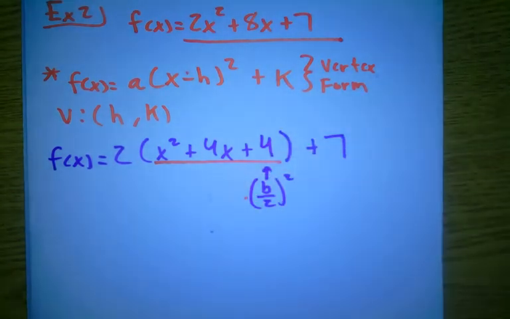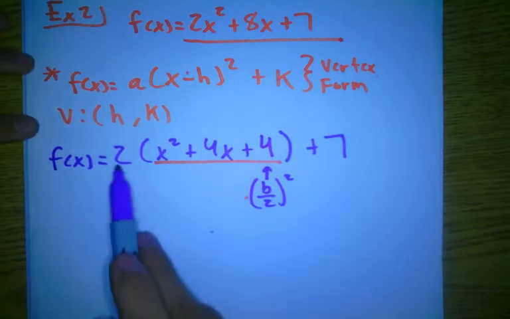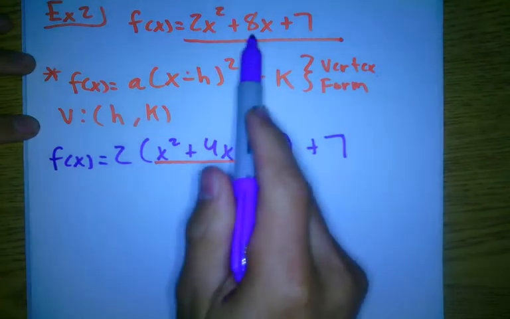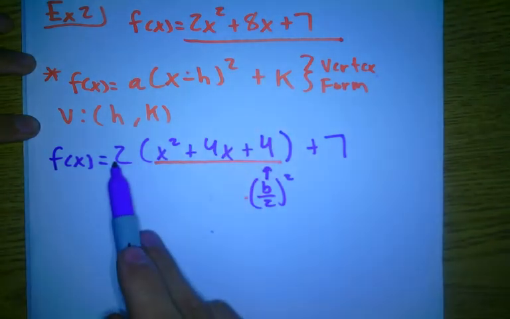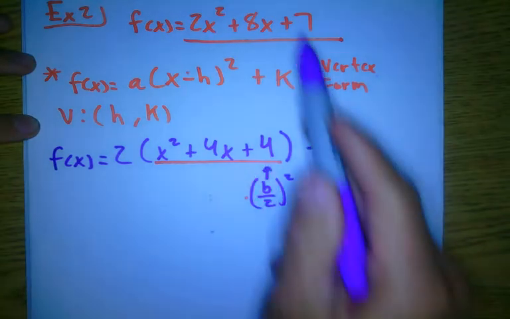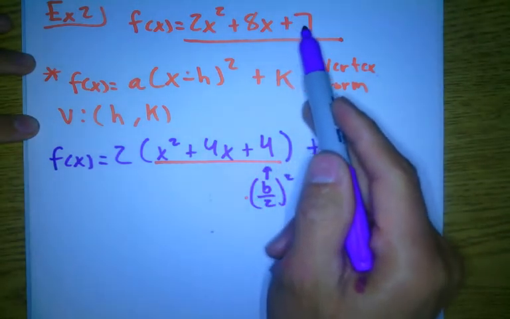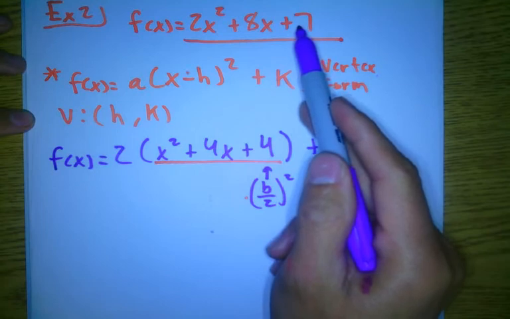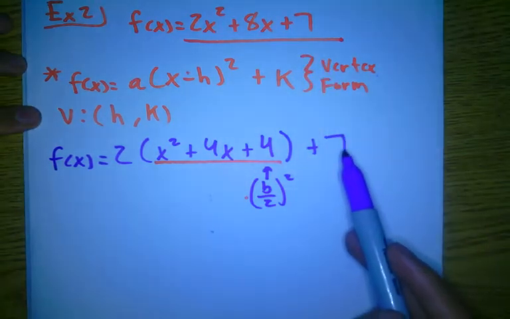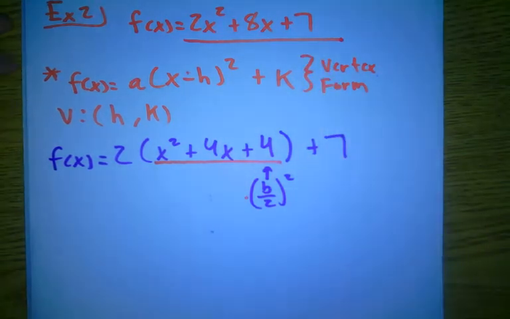Now we have to play a balancing game, guys. By me doing this, give me just a second, you do realize that if I multiply the 2 in, now I have a 2x squared, which I do have. I have an 8x, which I do have. But now I have a 2 times 4, which is 8, and then 8 plus 7 is 15, which is no longer the 7, which means I have completely changed this function. I need to fix it. It cannot be a 15. It needs to be a 7, so what do I need to do?